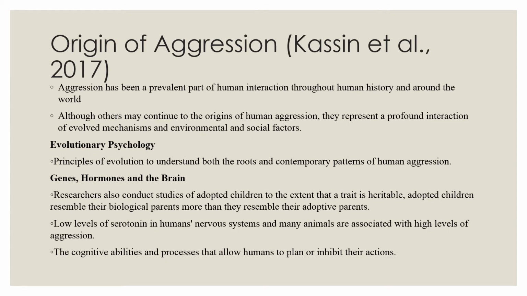Also, low levels of serotonin in human nervous systems and in many animals are associated with high levels of aggression. So it shows that a low level of serotonin in humans, especially in the nervous system, also causes aggression. Cognitive ability also causes people to map out, plan, and inhibit these actions. So because of our cognitive behaviors, people have these actions.